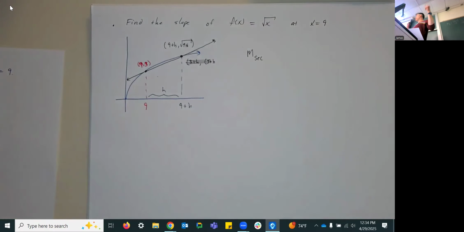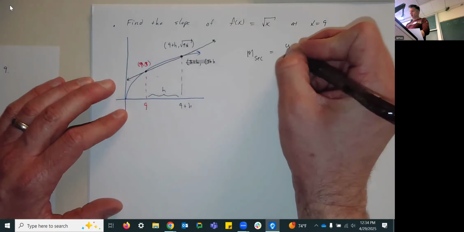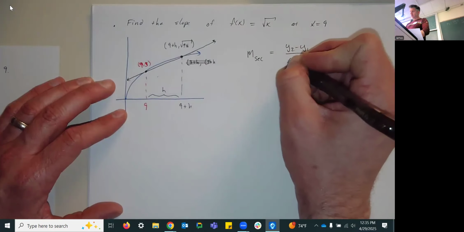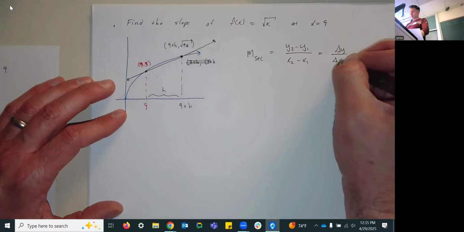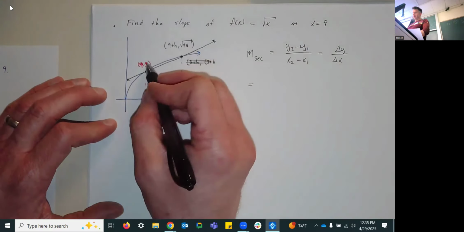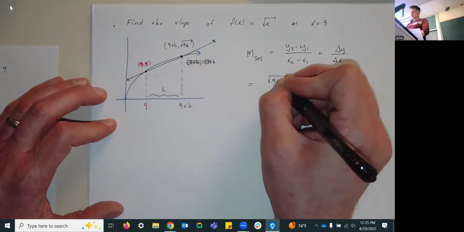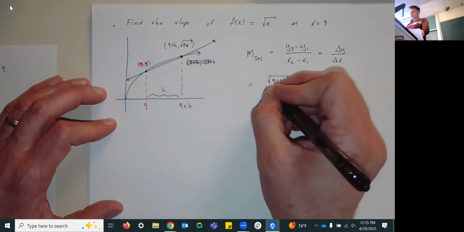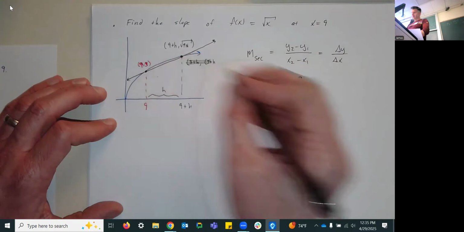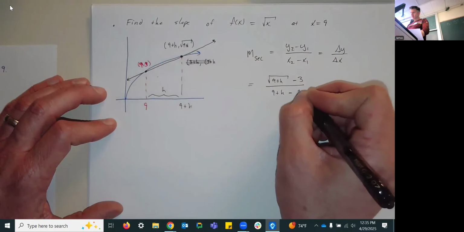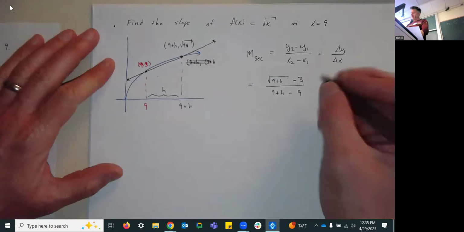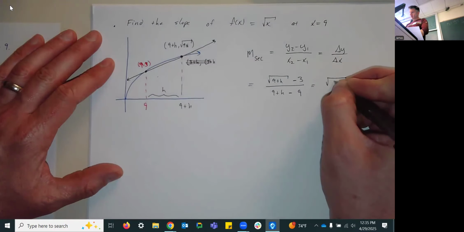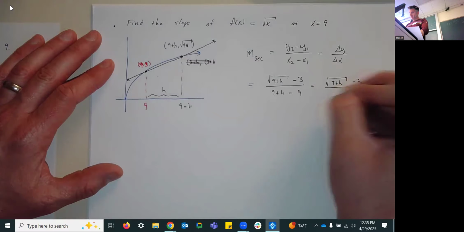So then to find the slope of the secant line, usual slope formula. Find the slope of any line between 2 points, you just take the difference in the y's divided by the difference in the x's. So that's going to be y2 minus y1 over x2 minus x1. Or if you prefer, you can write it as delta y over delta x. In this case, it's going to be that y value minus that y value. So the square root of 9 plus h minus 3, divided by that x value minus that x value, 9 plus h minus 9. Which we can certainly simplify to be just the square root of 9 plus h minus 3, divided by h.